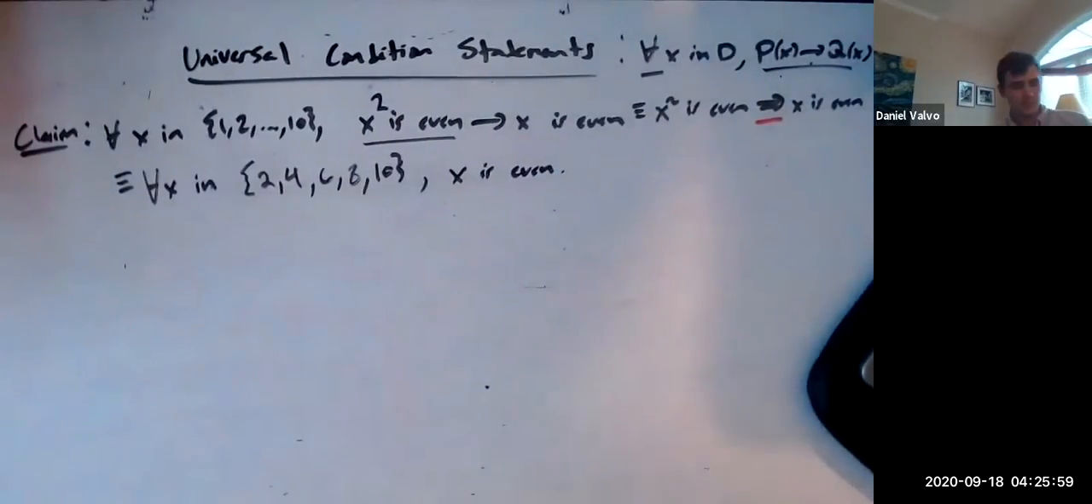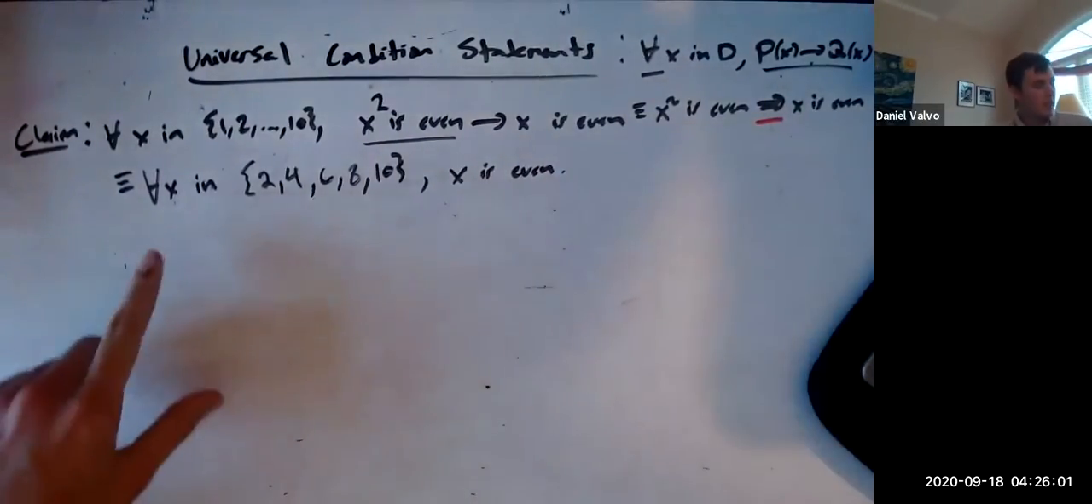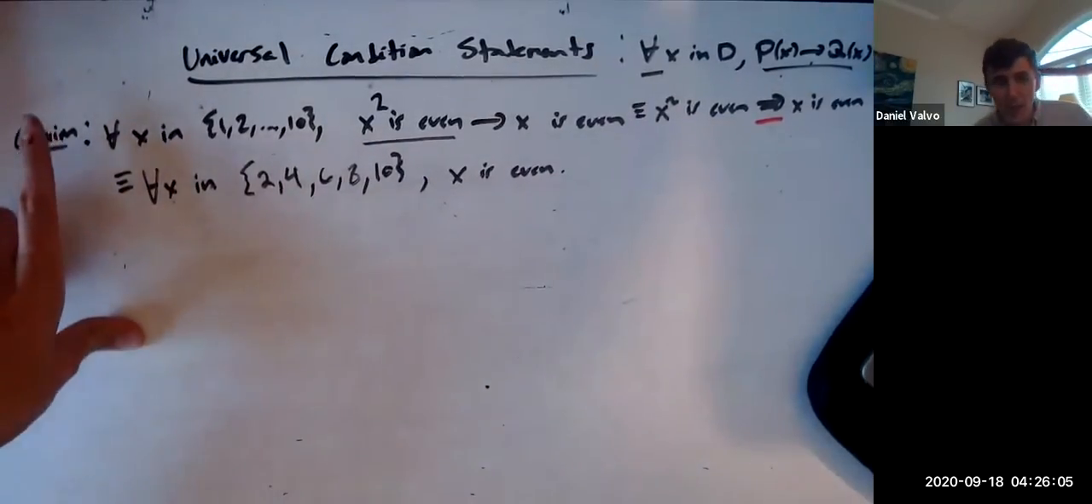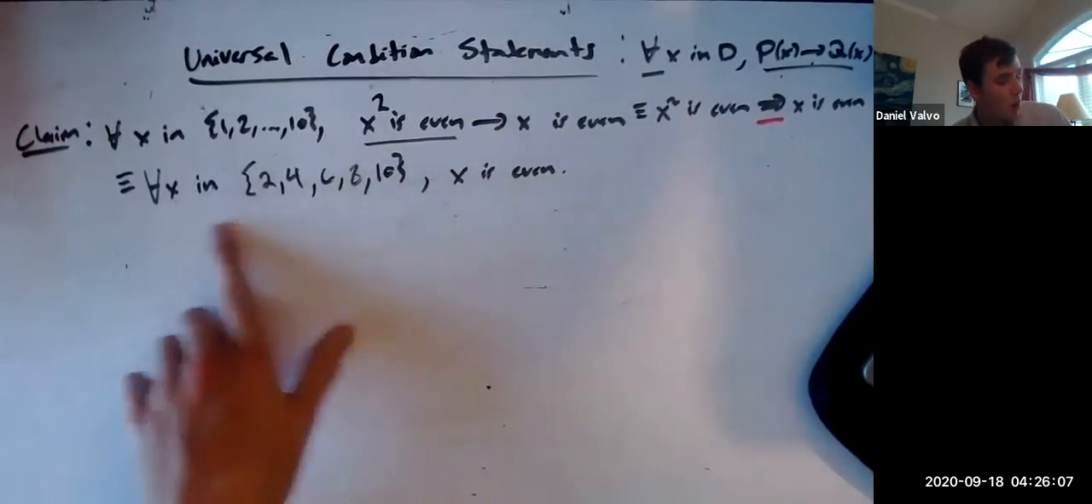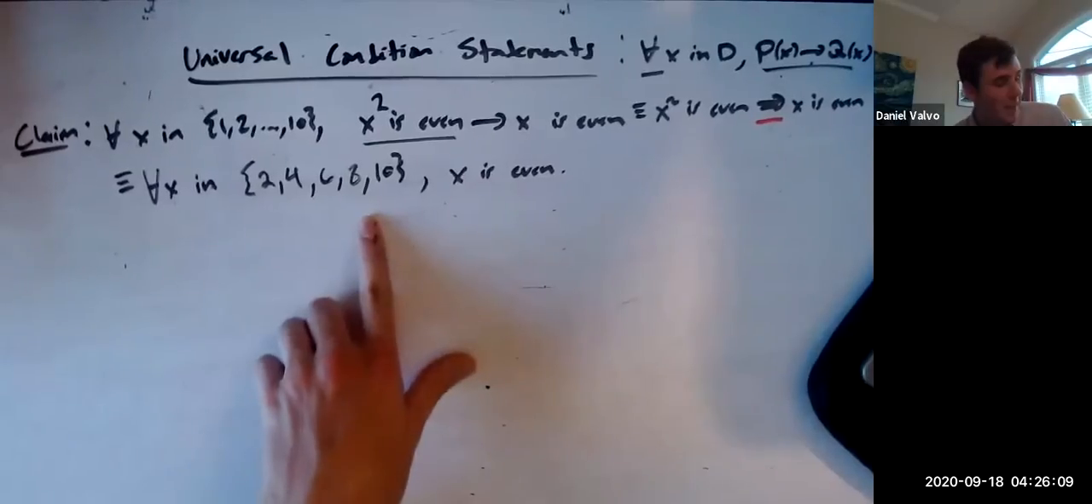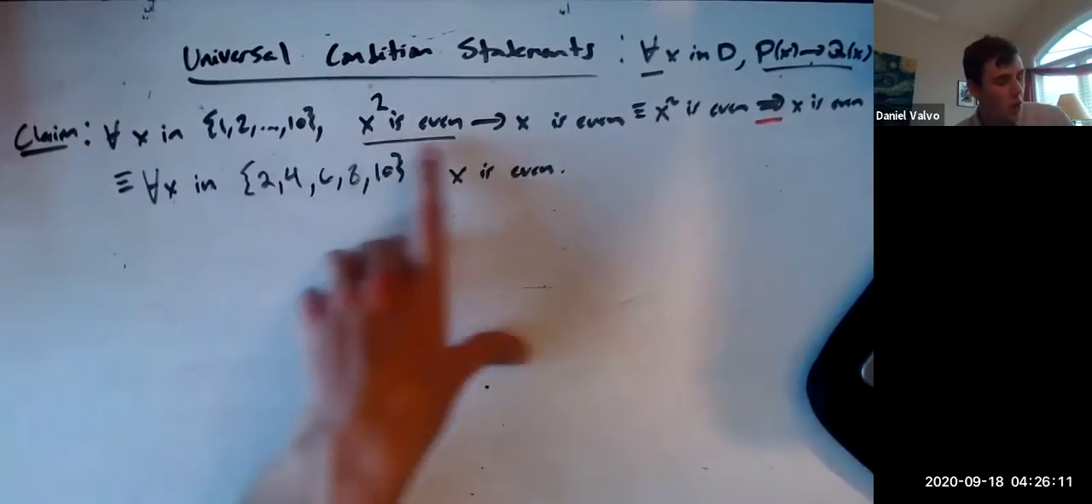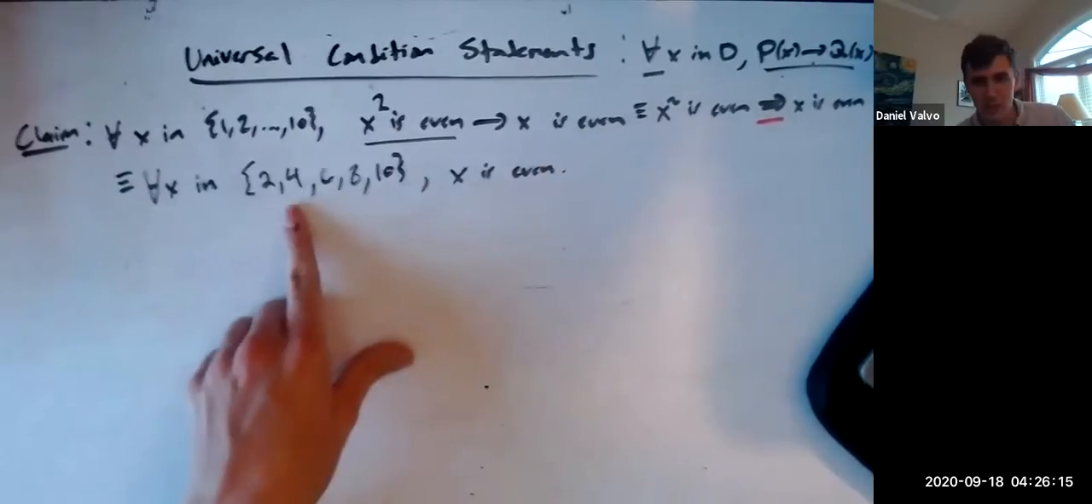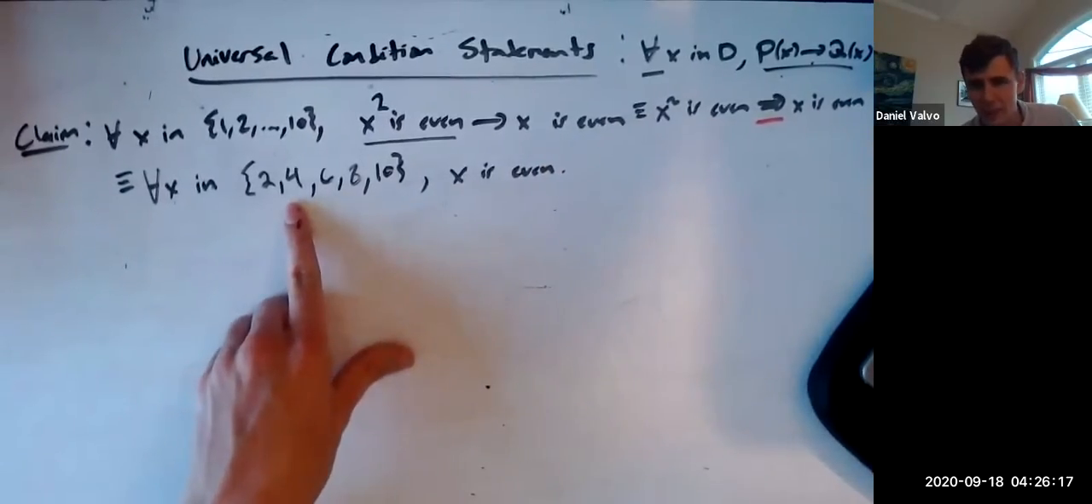X is even. This statement and this statement are saying the exact same thing, because these are all the places you have to check anyway. In order to prove this conditional true, you have to check all the places that make x squared even, and make sure x is also even. Well, these are all the places x squared is even. So you just restrict the domain to begin with.